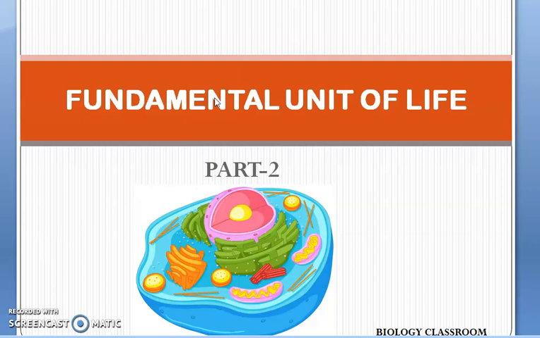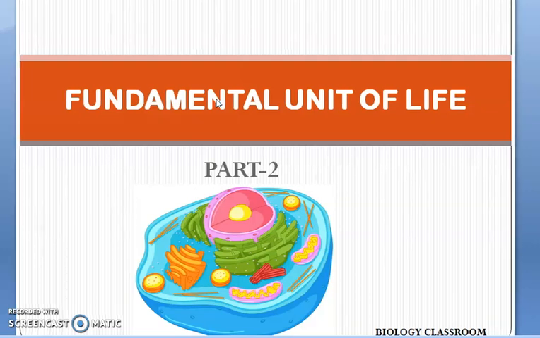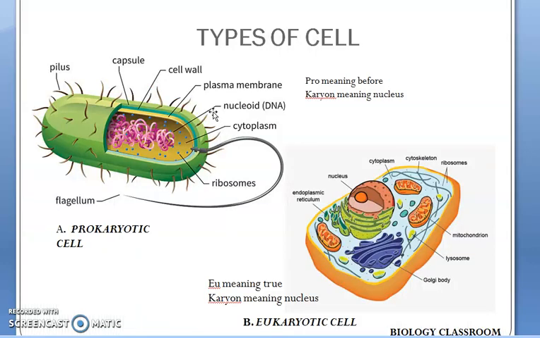Let us continue the chapter Fundamental Unit of Life, and the topic that we are going to discuss today is types of cell. On a basic level, cells are of two types, prokaryotic cell and eukaryotic cell, and this is what they look like. The word prokaryotic is made up of two words, pro meaning before and karyon meaning nucleus. It means in these prokaryotic cells, there is a primitive type of nucleus present.